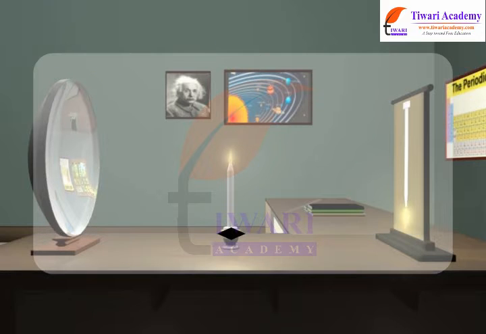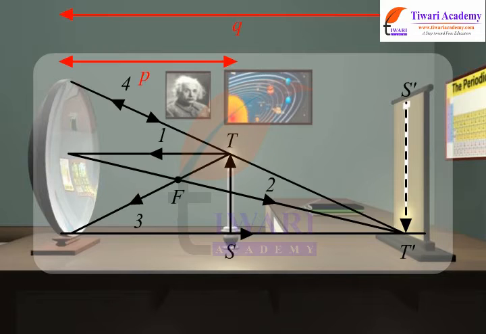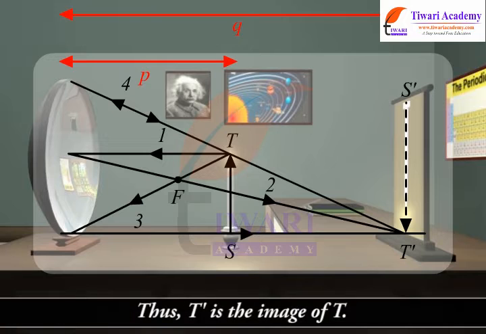Consider 4 light rays emanating from the tip T of the object, which strike the mirror, as shown in the figure. It can be seen that the reflected rays all come together at some point T1. Thus, T1 is the image of T.